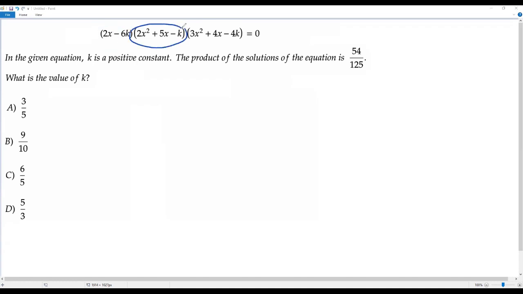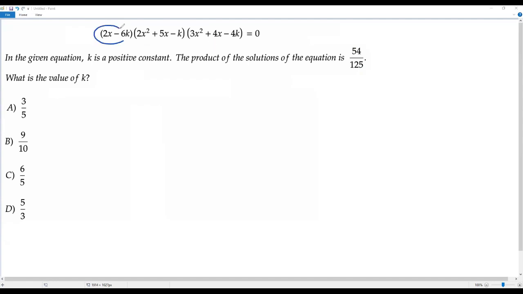When I equate the second polynomial to 0, I'll get a quadratic equation, so I'll get two solutions. And when I equate the third one to 0, I'll also get two solutions, because the degree is 2. So I'm getting one solution, plus two solutions, plus two solutions: 1 plus 2 plus 2. Totally we are getting 5 solutions. The product of all the 5 solutions is equal to 54/125. With that condition, we have to find the value of k.